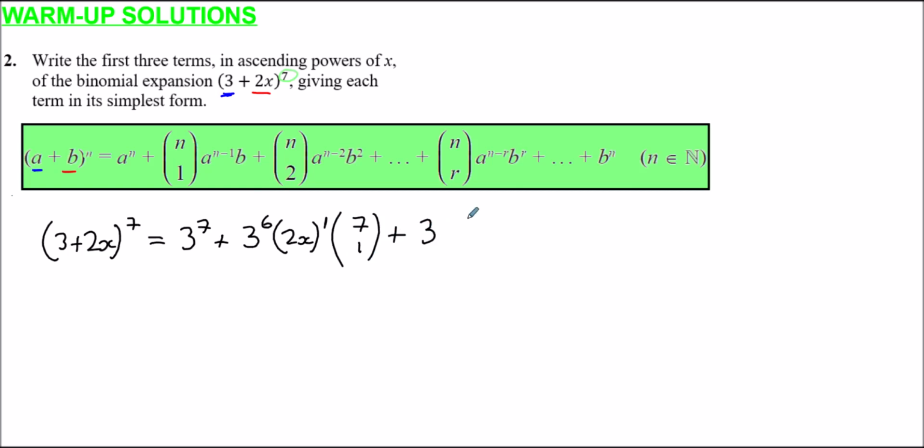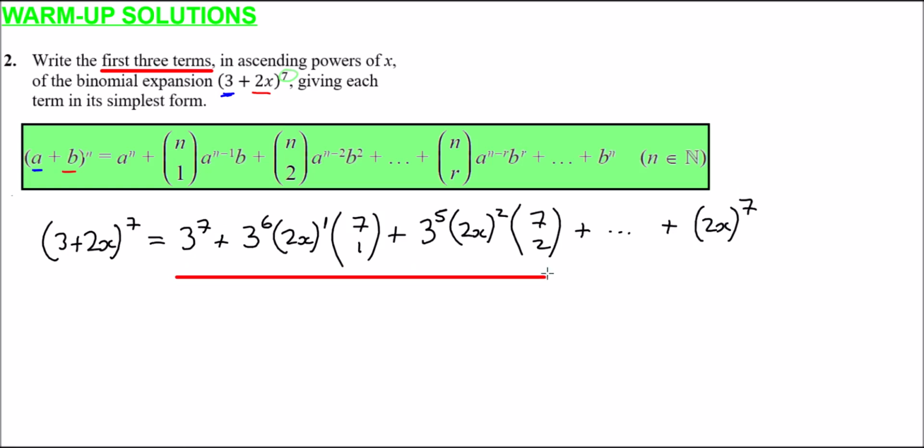Go again, drop the power 6 to a power 5, increase the power 1 of 2x to a power 2, and now we have 7 choose 2. And this will keep going and going until eventually we get to 2x to the power 7. However, all this question's asking us is the first 3 terms. So we're just wanting to simplify these 3 bits here, 1, 2, and 3.